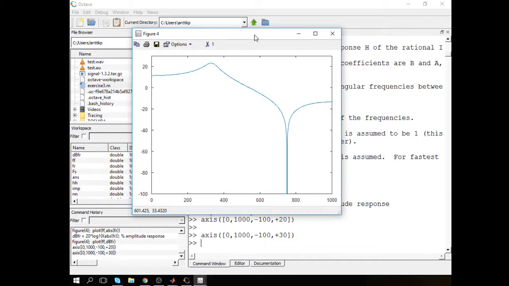So basically, this is a crappy low pass filter. But anyways, all the features are there. Good. Next step. The group delay.